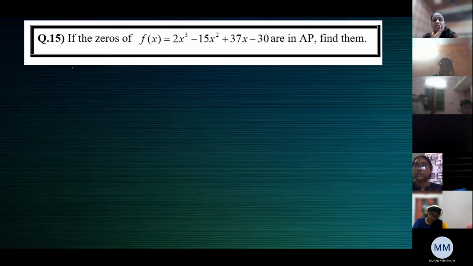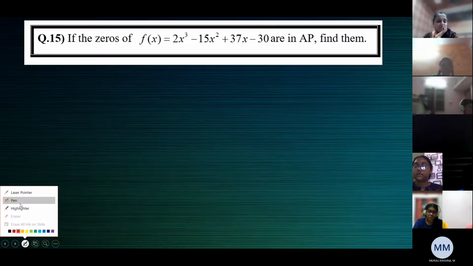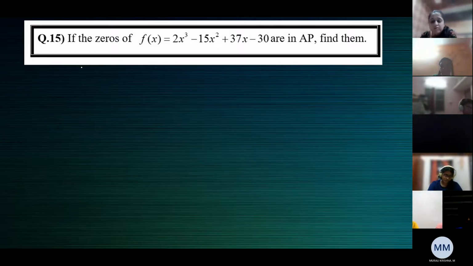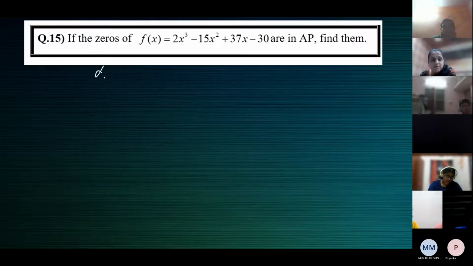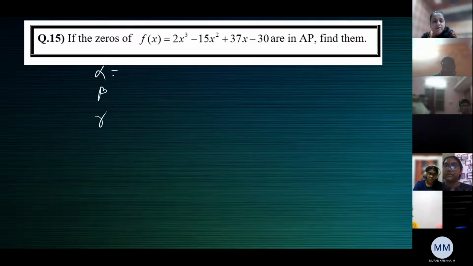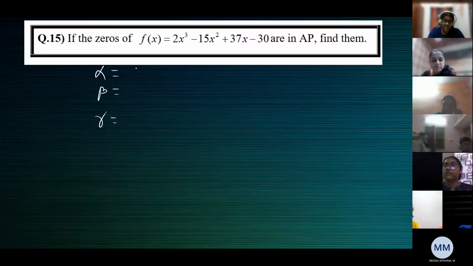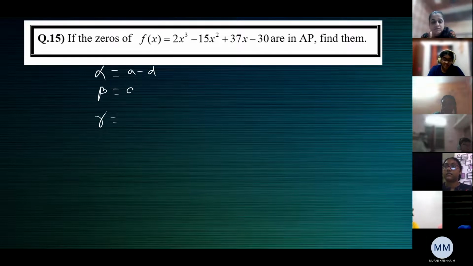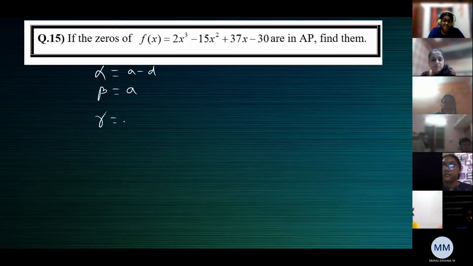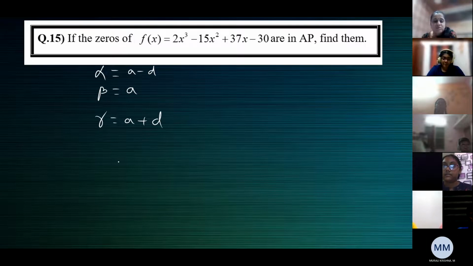What are the zeros of a cubic polynomial? Alpha, beta, and gamma, ma'am. Alpha, beta, and gamma. How do we assume alpha, beta, and gamma? Ma'am, alpha is equal to A minus D. Alpha is A minus D. What about beta? Beta is equal to A. And gamma? A plus D. So this is how we assume.